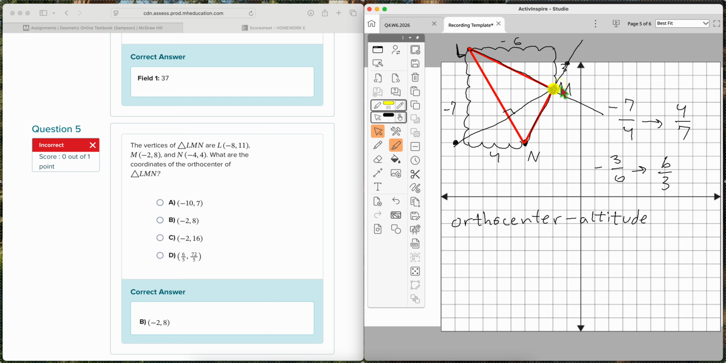So that is point -2, 8. Back 2, up 8. Definitely easiest to graph this, because otherwise we'd have been doing a lot of equations here.